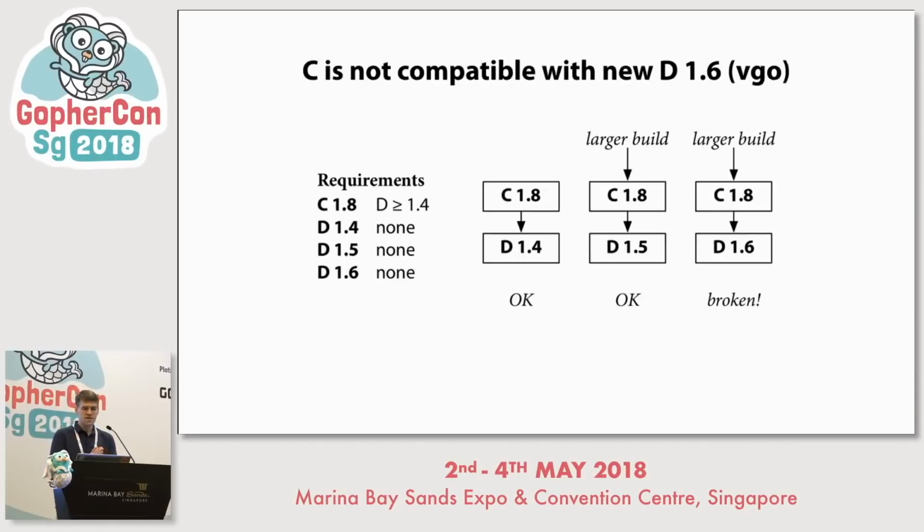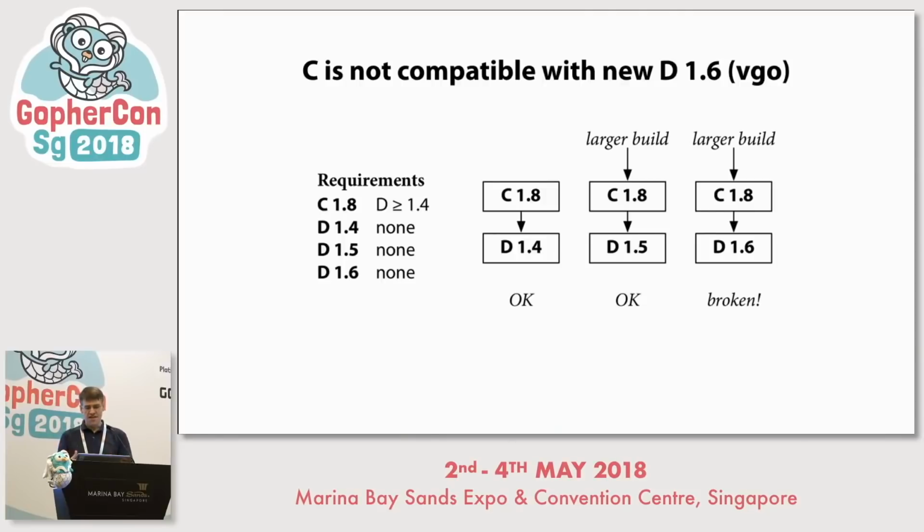For example, once again, we have our favorite package C 1.8, which requires D 1.4 or later. And thanks to repeatability, a build of C 1.8 by itself will use D 1.4. If we build C as part of some larger build that needs D 1.5 for some other reason, that's fine. It will work. And then D 1.6 is released. And some larger build, maybe continuous integration testing that forces the latest versions of all packages, discovers that C 1.8 does not work with D 1.6. What do we do now?